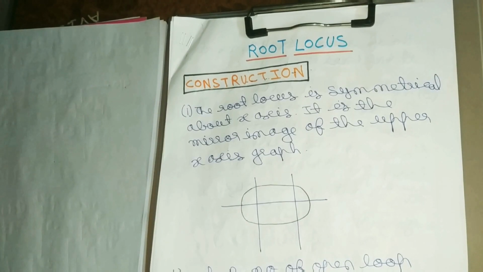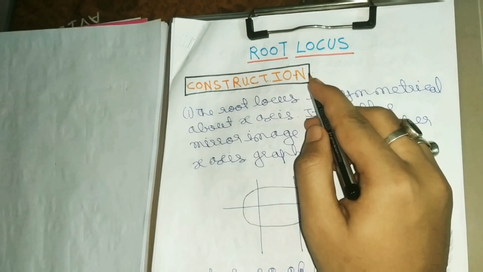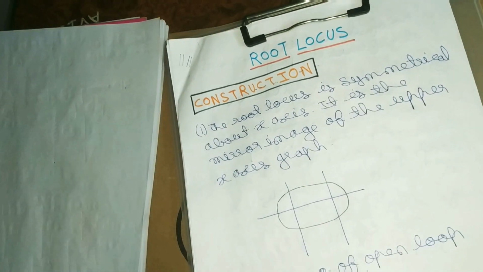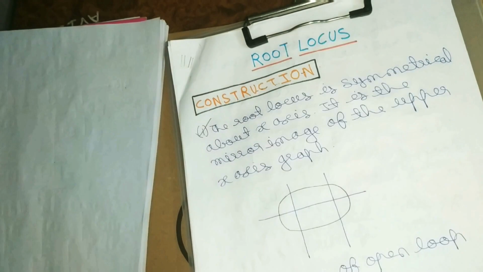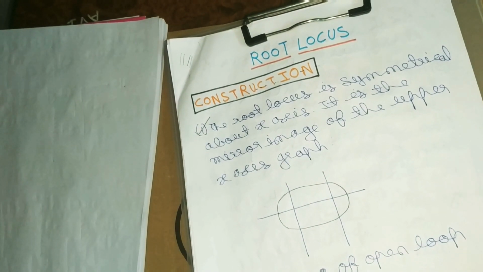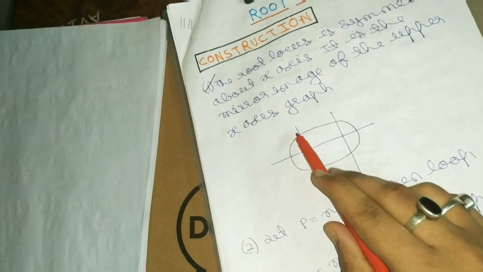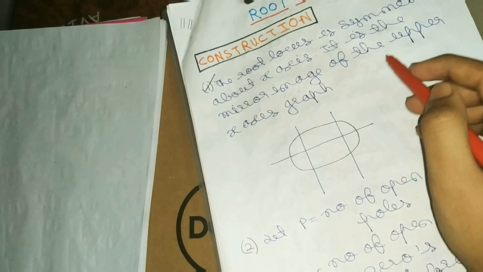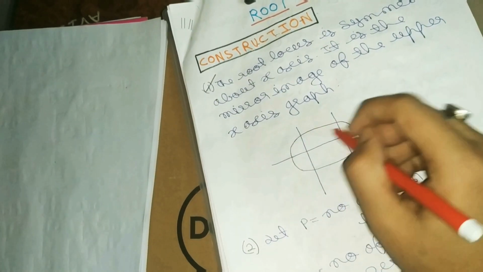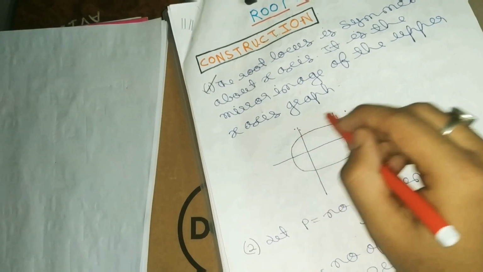This is the root locus. So these are the construction points. So how to construct the root locus? The first point is, see, the root locus is symmetrical about the x-axis. It is the mirror image of the upper x-axis graph. Okay, so the root locus will be like this. It is a mirror image, so this and this two will be the mirror image.